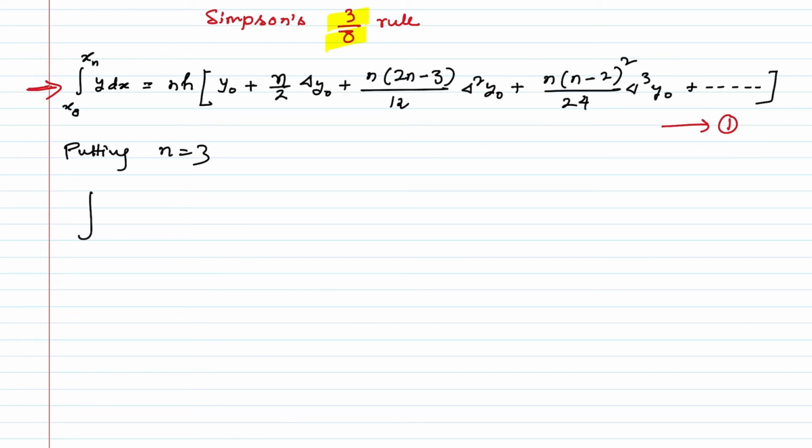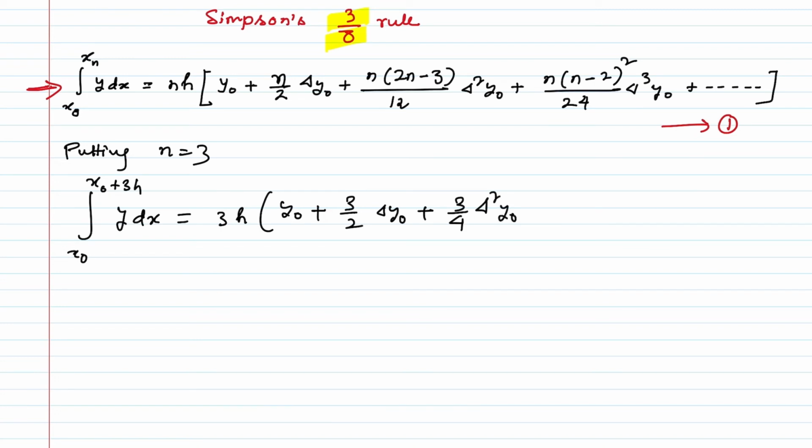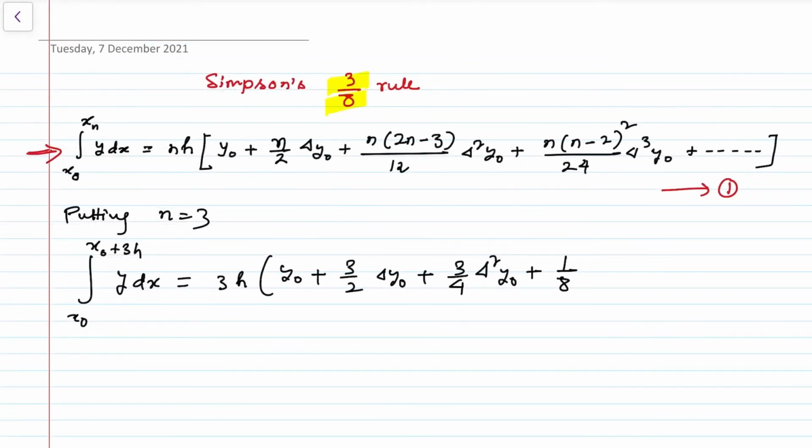So then what you will get? For the interval x naught to x naught plus 3h, the integration of y dx is going to be equal to 3h [y naught plus 3/2 del y naught plus 3/4 del square y naught plus 1/8 del cube y naught], then the remaining terms will be 0.